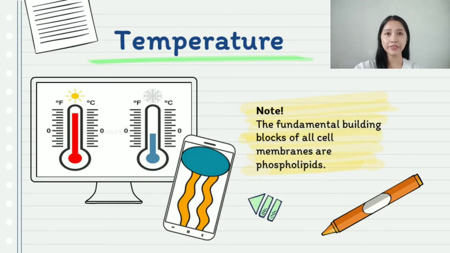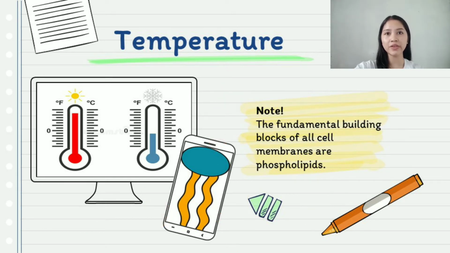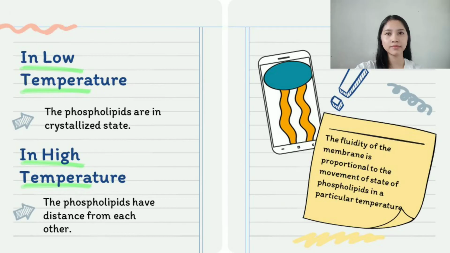Remember that phospholipids make up the cell membrane. Each phospholipid consists of a phosphate head and links to two fatty acid chains that create two layers of the cell's double membrane. Now let's find out how temperature becomes a crucial factor that affects the fluidity of the membrane.